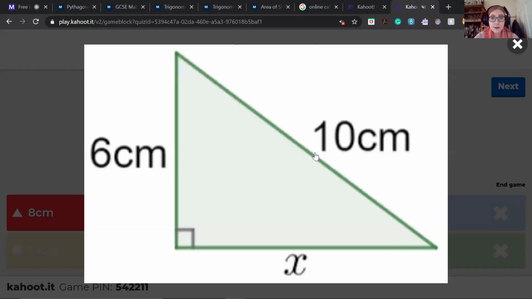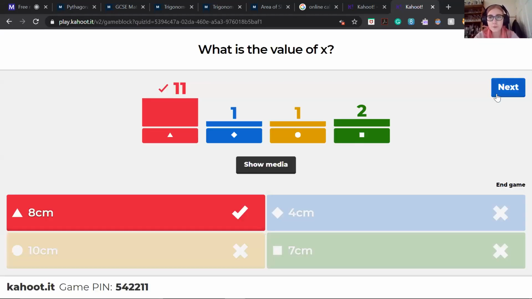So this was a Pythagoras question. To find x squared, we have to do 10 squared minus 6 squared. So that's 100 minus 36, which is 64. Square root that and it gives you 8. So again, have another look at this question. This is all recorded, so have another look if that's one that you got wrong.